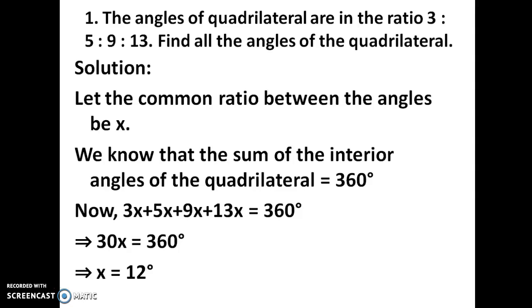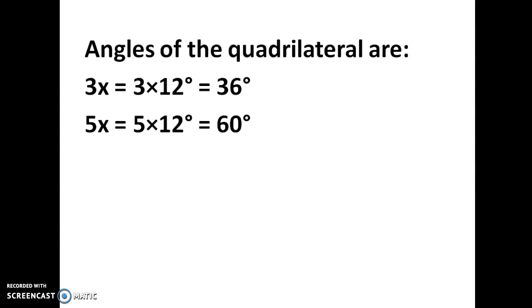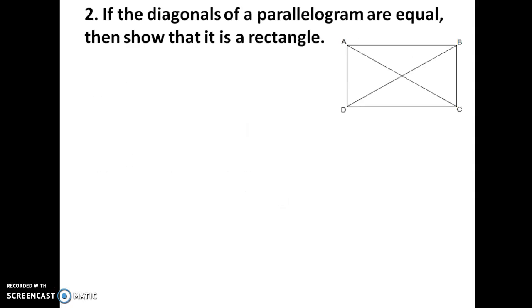So x is 12. So each angle: 3x means how much? 3 into 12, that is 36 degrees. 5 into x, so 5 into 12 is 60 degrees. 9x, 9 into 12 is 108 degrees. Then 13 into x, 13 into 12 is 156 degrees. So this is how we found all the angles.